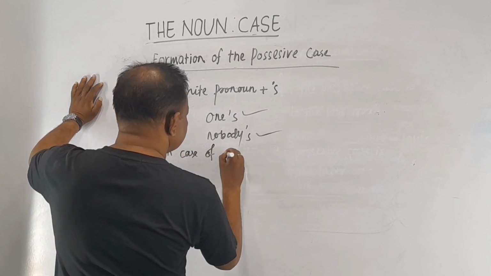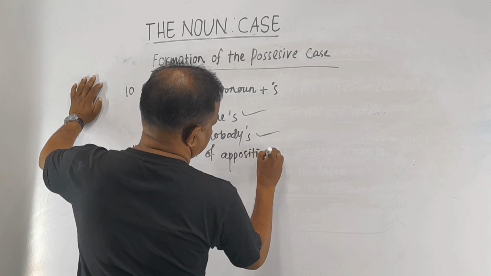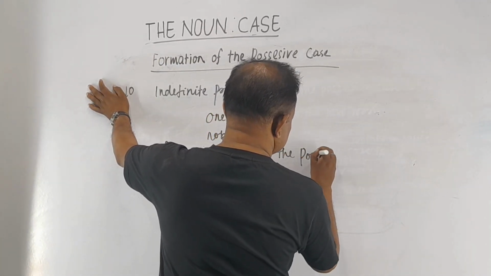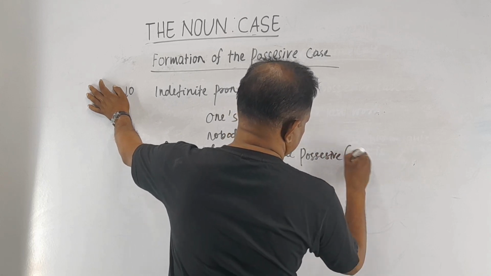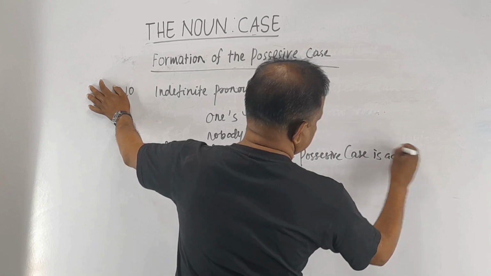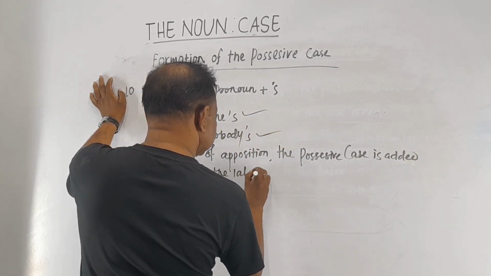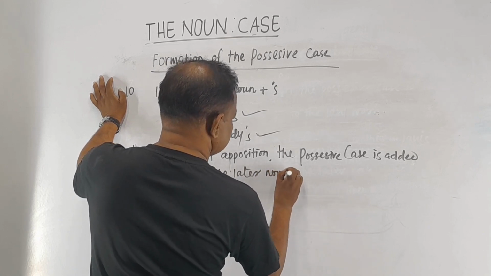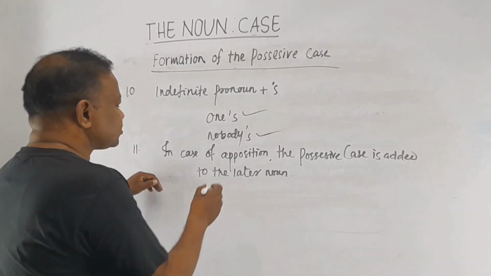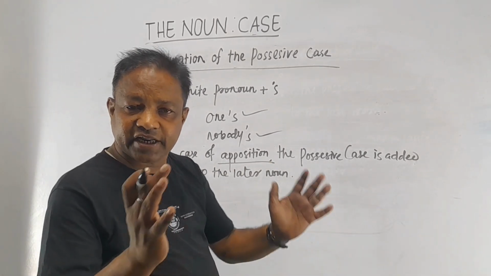Rule number 11. In case of apposition, the possessive case is added to the latter noun or the latter word. Listen, what is the meaning of apposition? Apposition means placing near, very close.